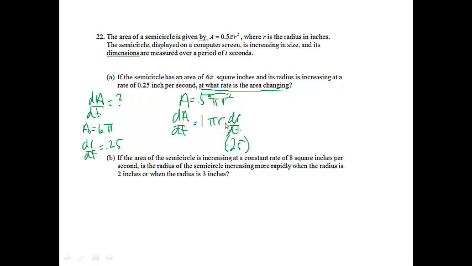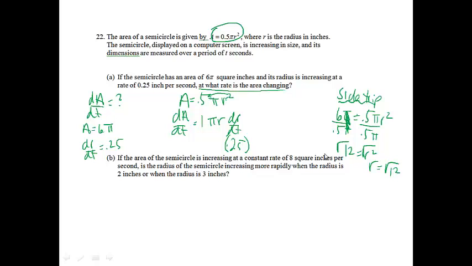Okay, but I do not know what r is, so I do need to do a side trip to find r. I do notice that we know what A is, so if I come up in this equation right here and plug A in, I should be able to solve for r. So I'm going to have 6 pi equals 0.5 pi r squared. I'm going to divide both sides by 0.5 pi. I notice that my pi's will cancel out, and then 6 divided by 0.5 is 12. So then to get rid of the square, I'll take the square root of both sides. So r is going to equal the square root of 12.